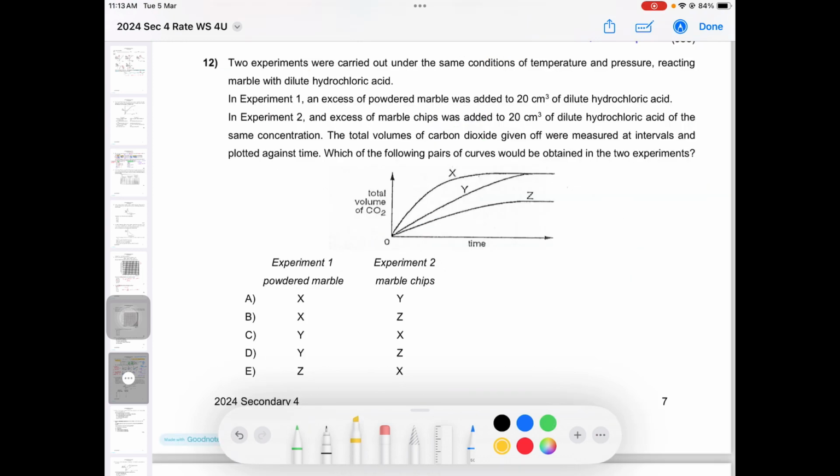For question 12, you are told that 2 experiments are carried out under the same conditions of temperature and pressure, so that we know that temperature is not going to be a factor that affects the rate of reaction.